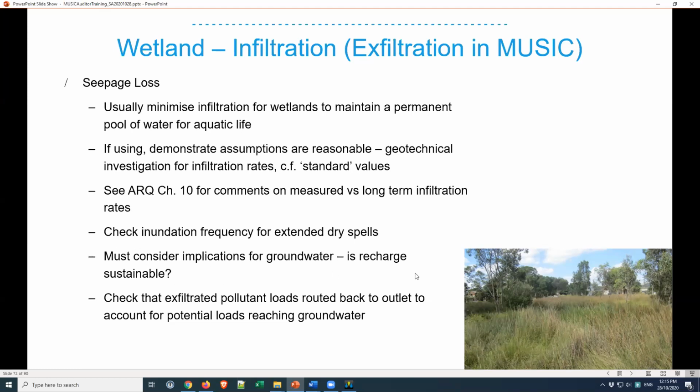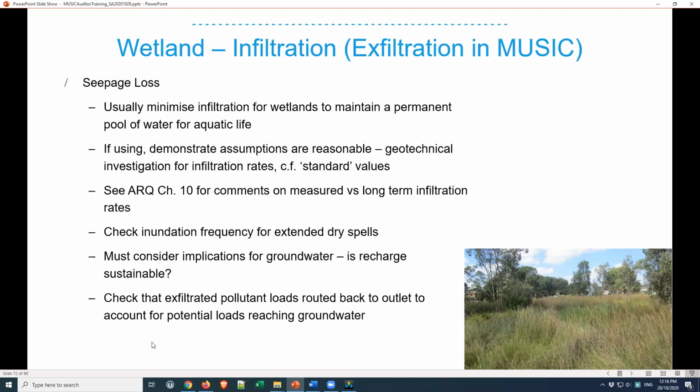The other things to think about is where you've got infiltration, especially off something as large as a wetland, is to ask whether that's sustainable for the groundwater. Are you going to end up with a groundwater mound under the wetland? Does that pose risk for any adjacent infrastructure or slopes or anything like that? Do you have any potential issues there? Do you have salinity, etc.?